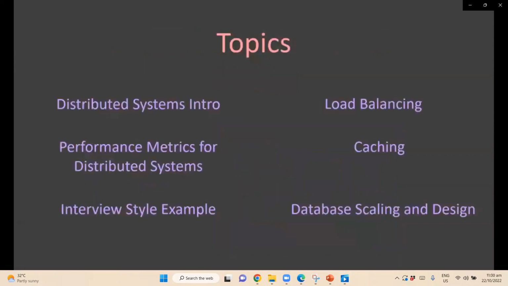I'll be starting off with an overview of what distributed systems are and why people and companies use them. Then I'll go into some ways to measure performance of these systems and how to do quick math to estimate the requirements in terms of traffic and resources for a project.